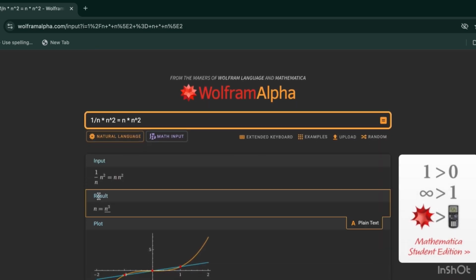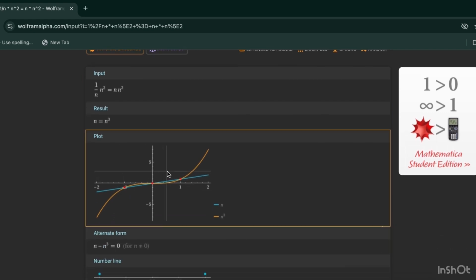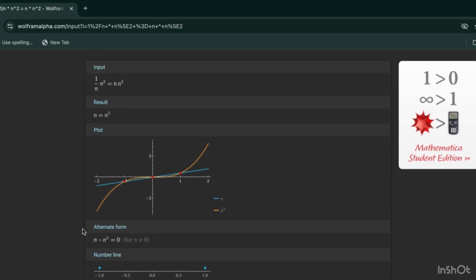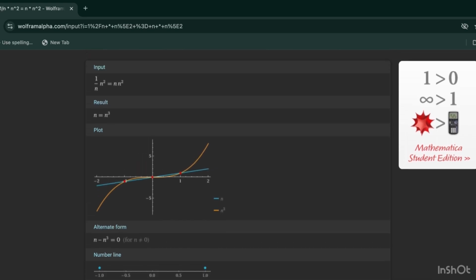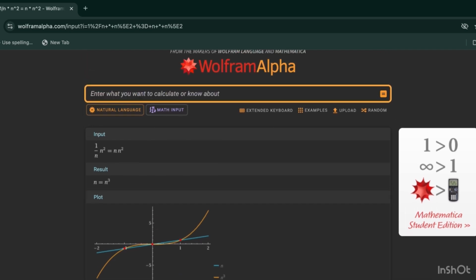But what happened was, on the root plot, it does show us the solution of 0. But here it says the alternate form is for n not equal to 0. And the solutions, you can't see it, but it did not show 0. Not even on the number line. But not to worry, it does show you somewhere, and I'm sure that this result is legitimate because it shows it directly in the root plot where my cursor is.